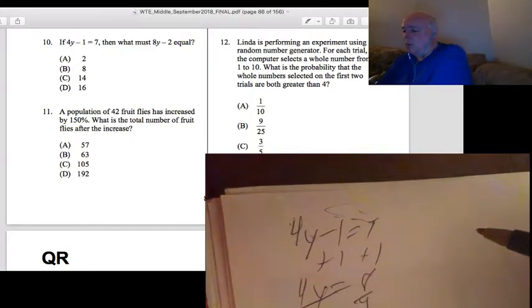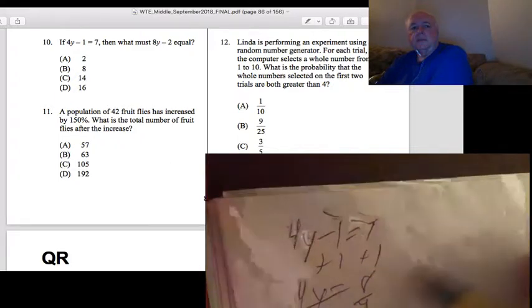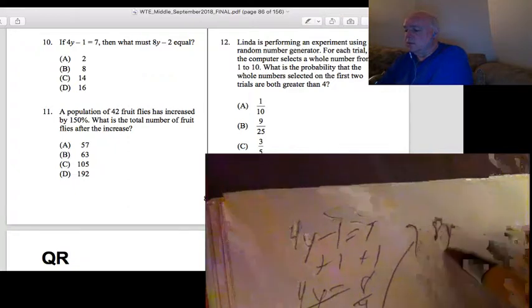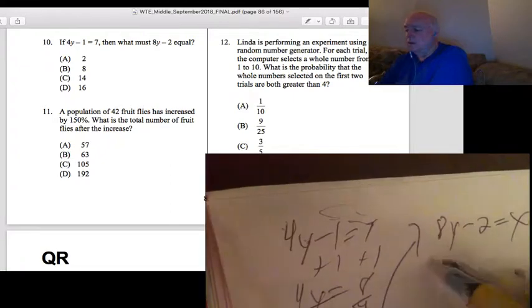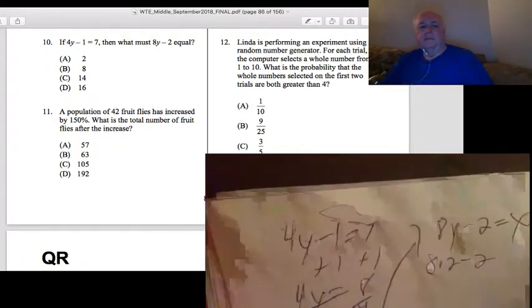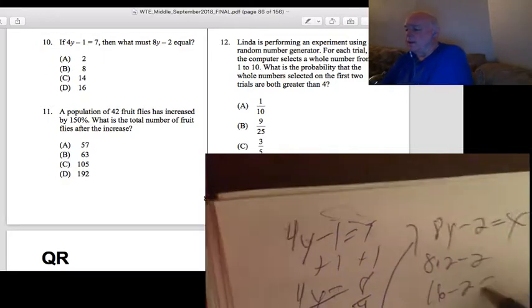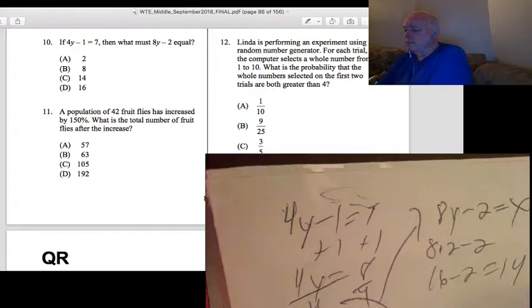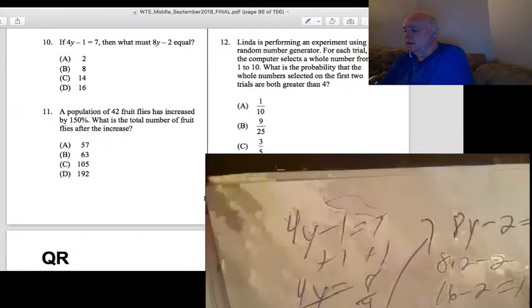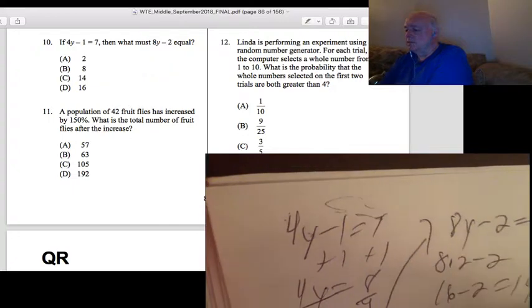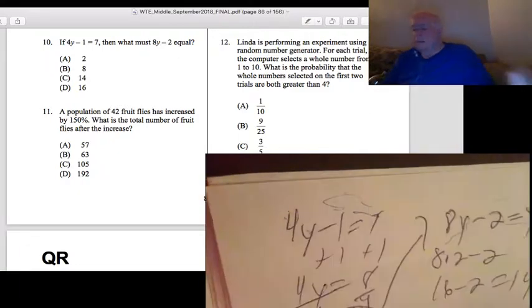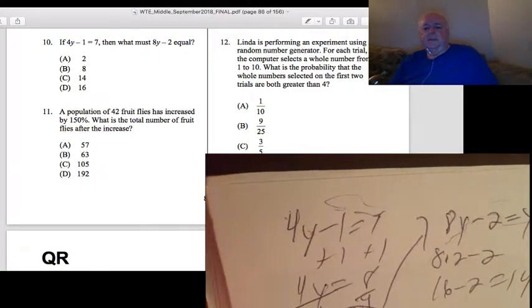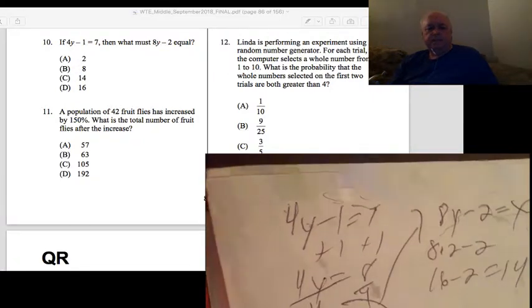And then now that we know what y is, when we go to the second equation, 8y minus 2 equals x, we just replace it. So we have 8 times 2 minus 2. So we get 16 minus 2, and we get 14, which is B. And we can plug that back in. Well, it's obvious because it's what it was. 16 minus 2 is 14, right? Or why did I say B? I mean C. It's C. 14 is C. Right.